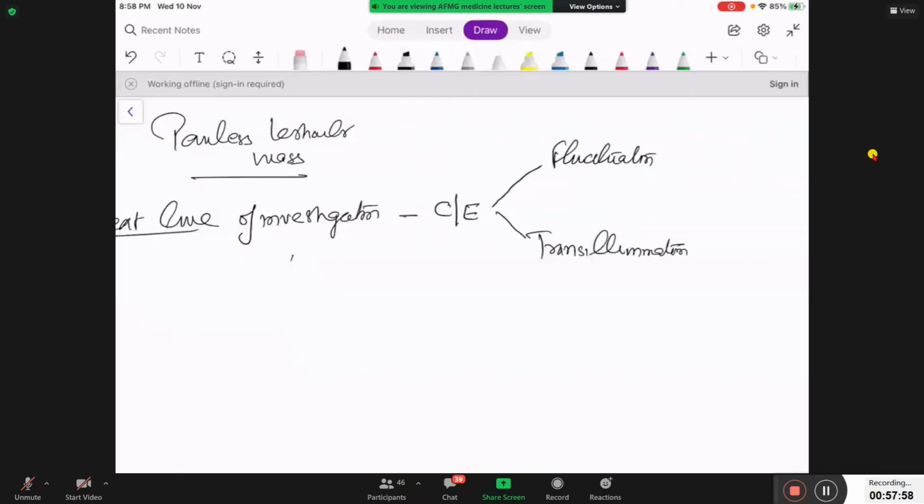You should know that the most common cause of a painless testicular mass is actually hydrocele. So you should first rule out hydrocele. So you will do fluctuation and trans-illumination.